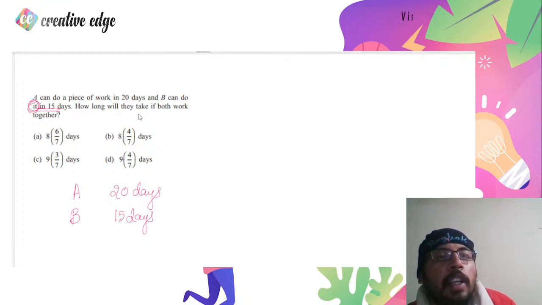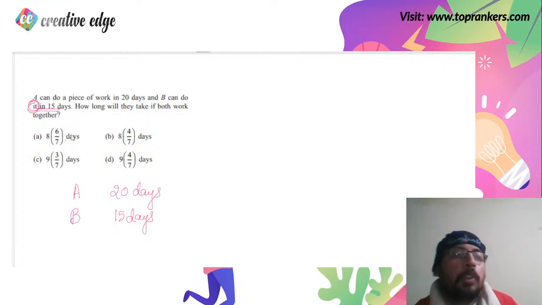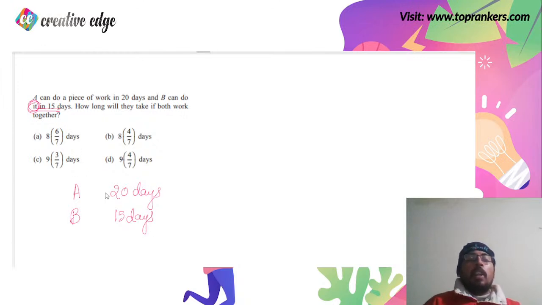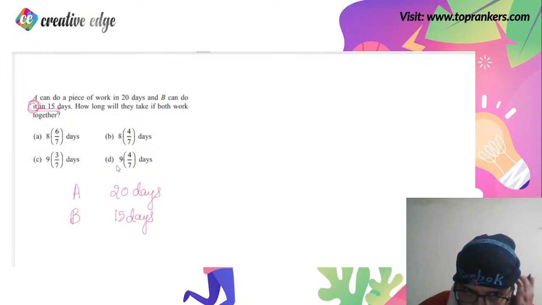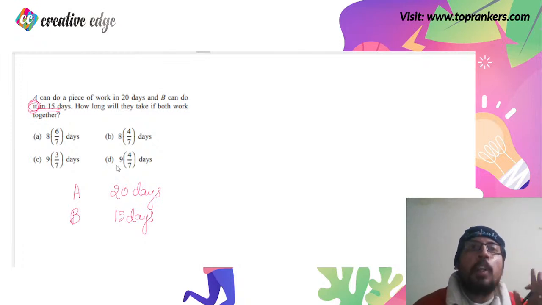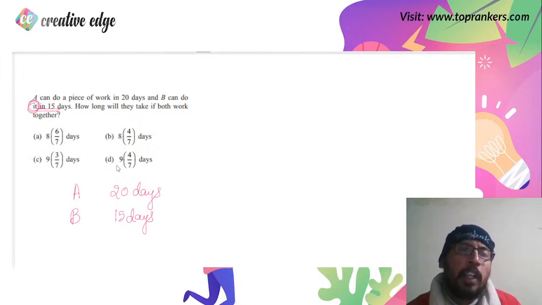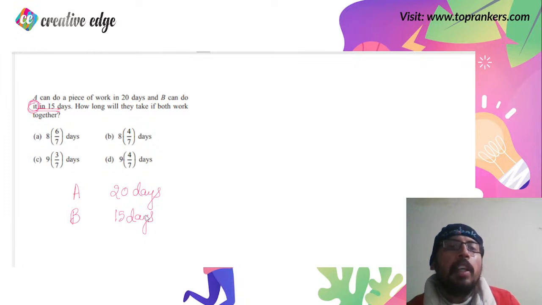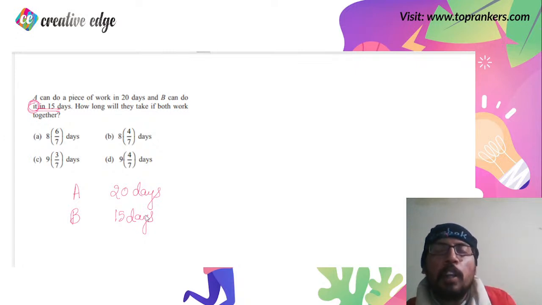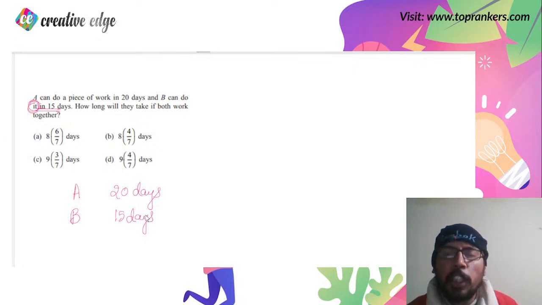How long will it take if both work together? So basically I have to find both working together. The first thing I should be thinking of is what exactly is my total work? How much work A is doing, how much work B is doing, that is not mentioned to us. But we can consider this total work in our ratio scale. What does ratio scale mean? What have we told is that?